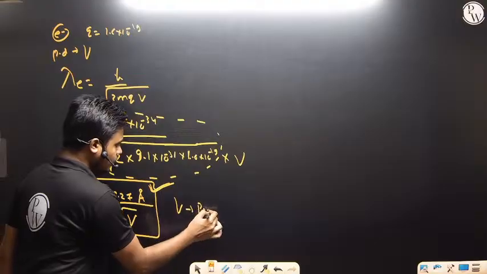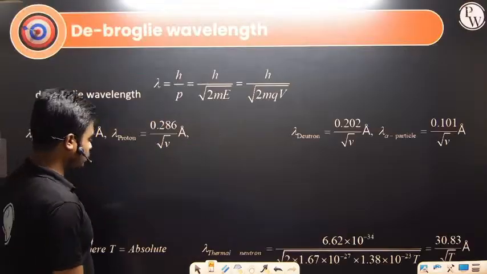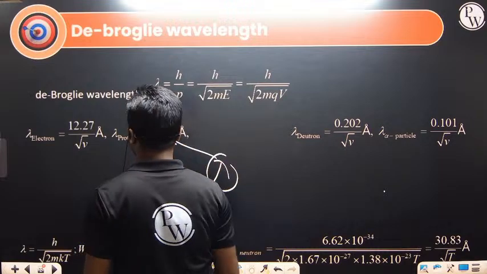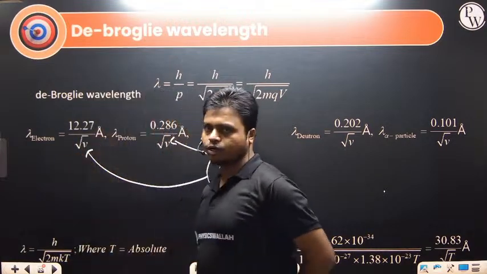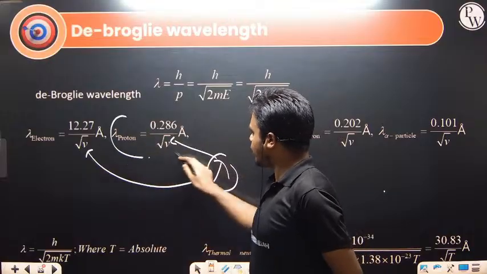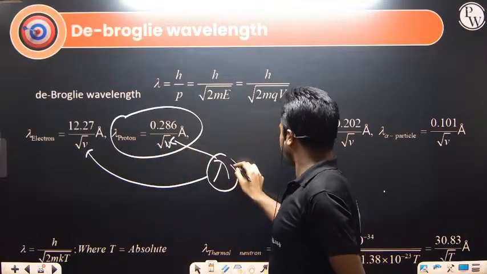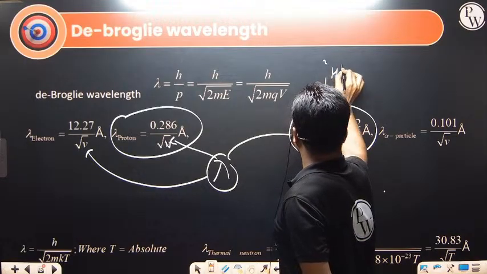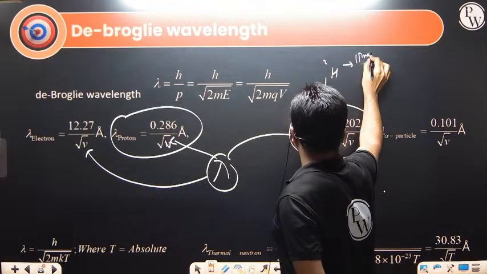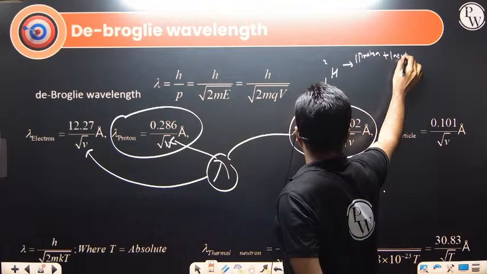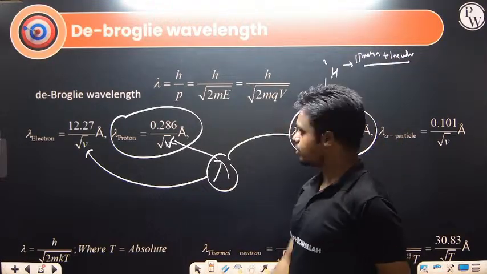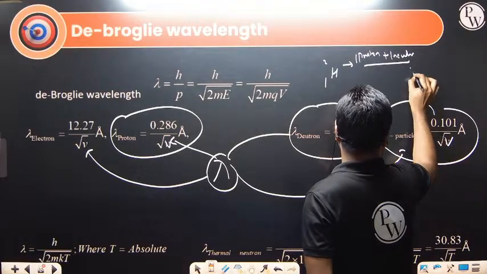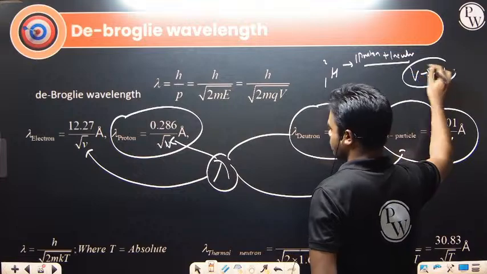This is not only for electrons, we have it for other particles also. Lambda for electrons is 12.27 divided by root of v. For protons, 0.286 divided by root of v. For deuteron, 0.202 divided by root v. What is deuteron? It is H12, having 1 proton plus 1 neutron. For the alpha particle, lambda is 0.10 divided by root of v. What is v everywhere? The potential difference through which it is accelerated.